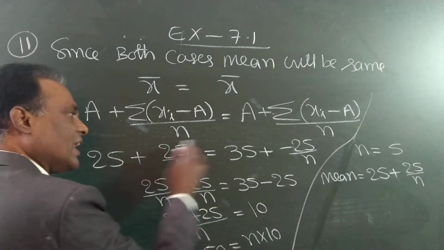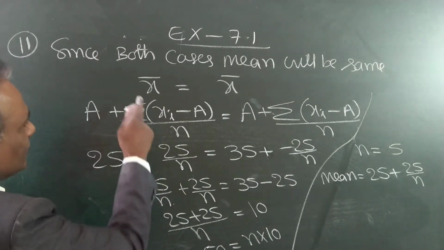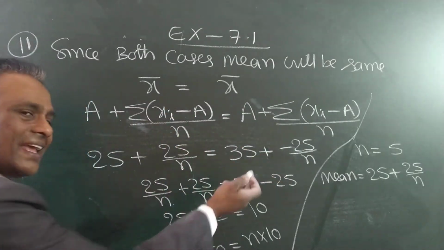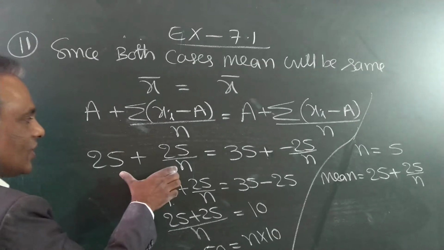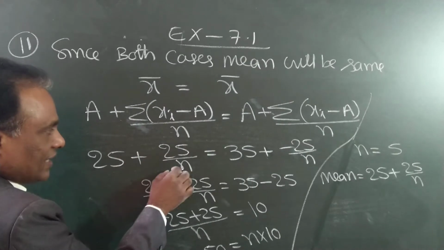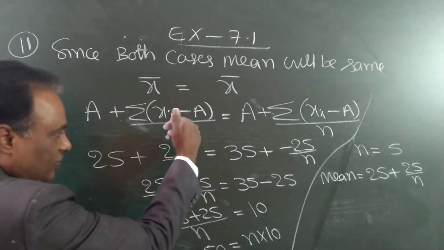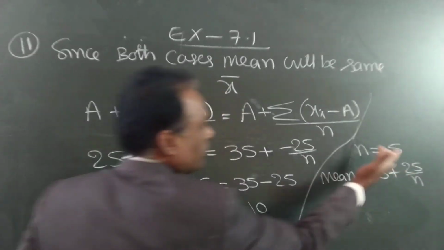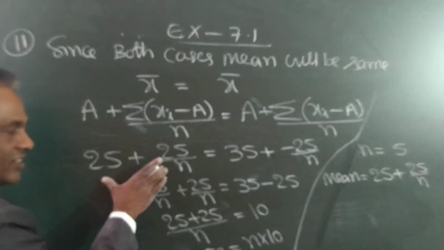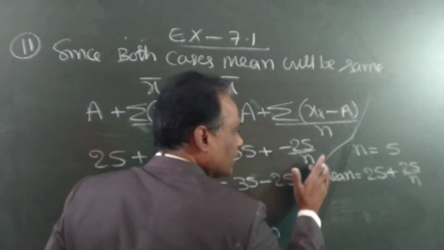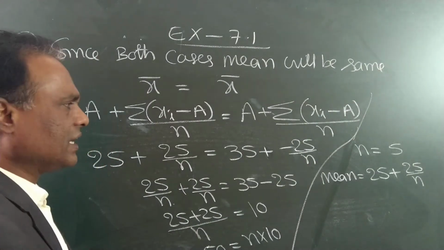You can take this one or this one. This is nothing but mean only. This is mean, this is also mean. Any one you can take. So this is not completely simplified because we don't know the n value. First we got the n value. Now if you substitute the n value here, we will get the mean. Or if you substitute the n value here, we will get the mean. Any one you can take.